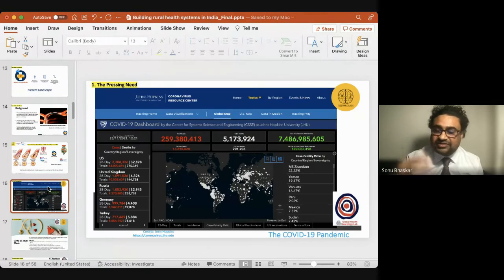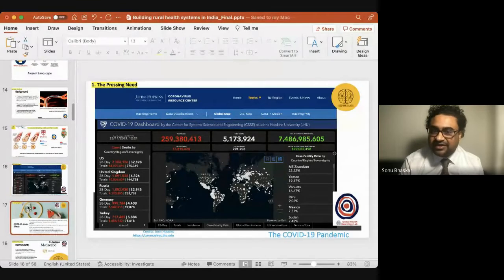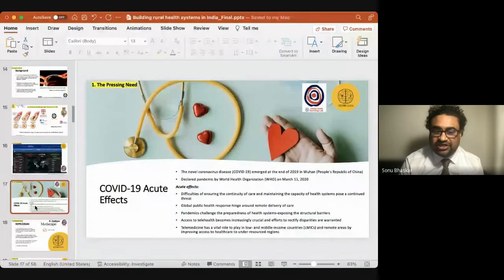Now I'll start with the second part of my presentation, which is about the pressing need of what we should be doing. As you know, global health has been dramatically impacted because of COVID-19. This is a stat from some time back, but you can see that the proportion of people who are dying because of this pandemic has dramatically increased over time, and it poses a huge burden.